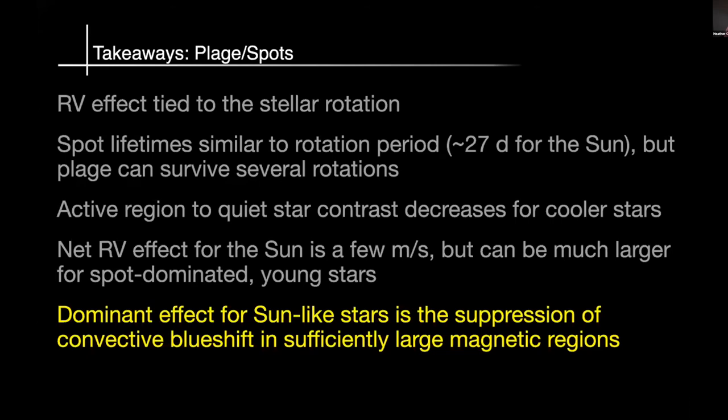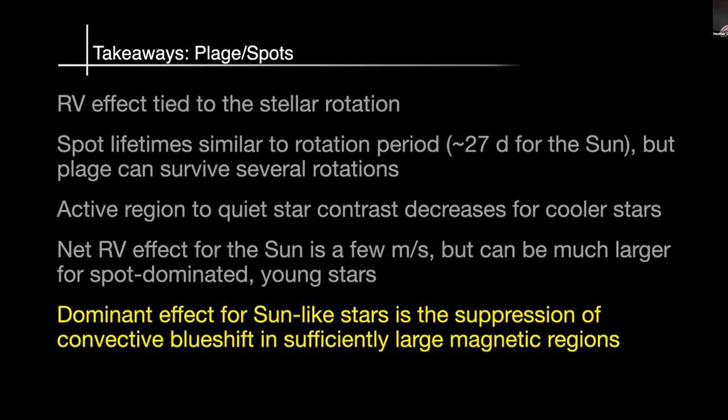Of course, keeping in mind that it's important to look at what dynamo is operating and what other physics are at play, because you can have cooler stars that are still very active and have a lot of radial velocity variability. The net effect that we're talking about here is on the meter per second scale, a few meters per second, but it can be much larger if you have spot dominated young stars. And there's been a number of times in the past where someone thought they found a hot Jupiter, but in fact, it was actually just star spots.